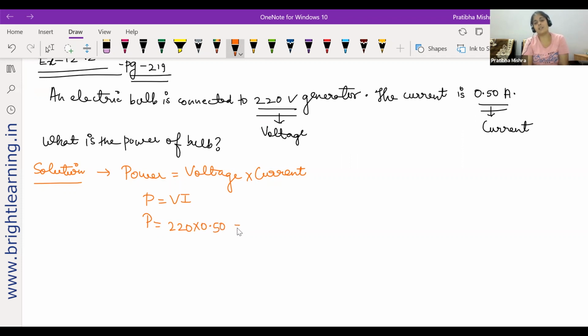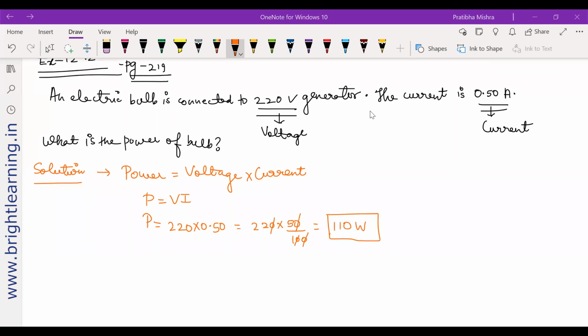Since it's a decimal, instead of writing it as 0.5, we can denote it as 5 by 10 or 5 by 100. It will be easier for us to calculate. We can cancel the zeros, and then 22 into 5 will be 110, and the unit will be in watt. Until and unless it's given to mention in kilowatt, please do not do that. Keep it in watt itself. So you got your answer. That's how you do it.